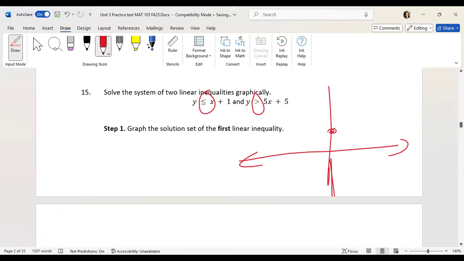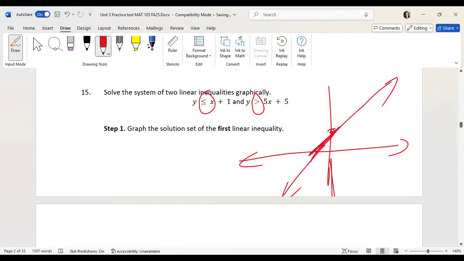The y-intercept is 1 and the slope is 1, that's 1 over 1. So I'm going to go down 1 and over to the left 1, because the slope is positive. So I'll connect the 2 points with a solid line. Why? Because the inequality is closed.